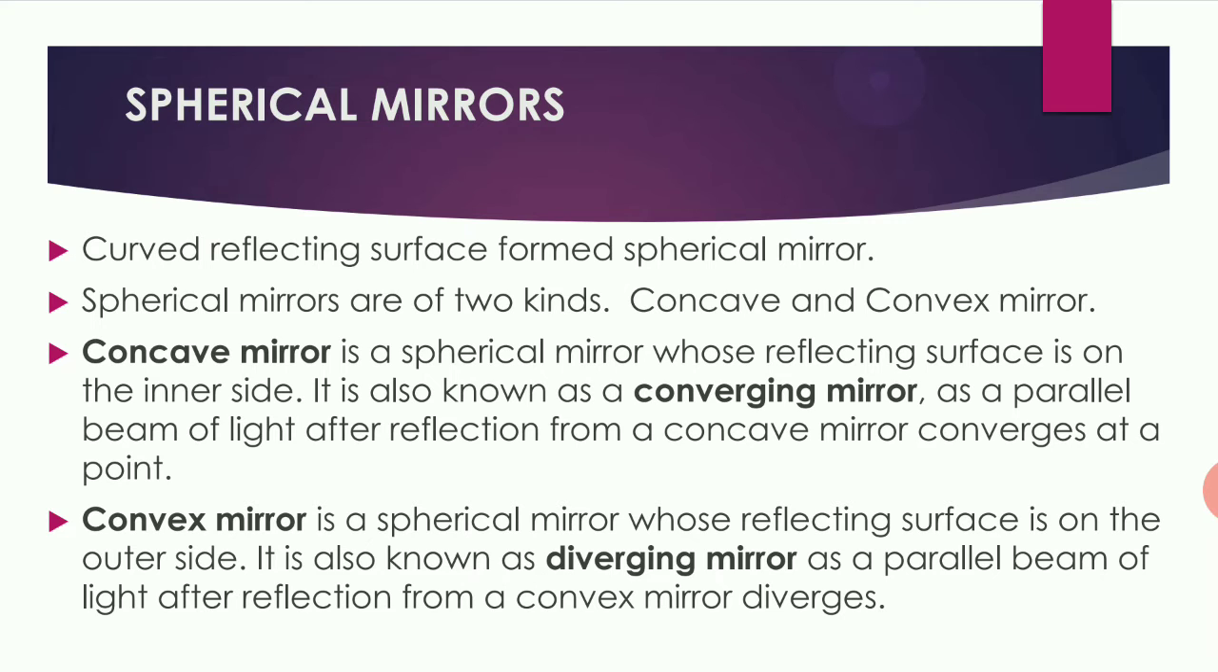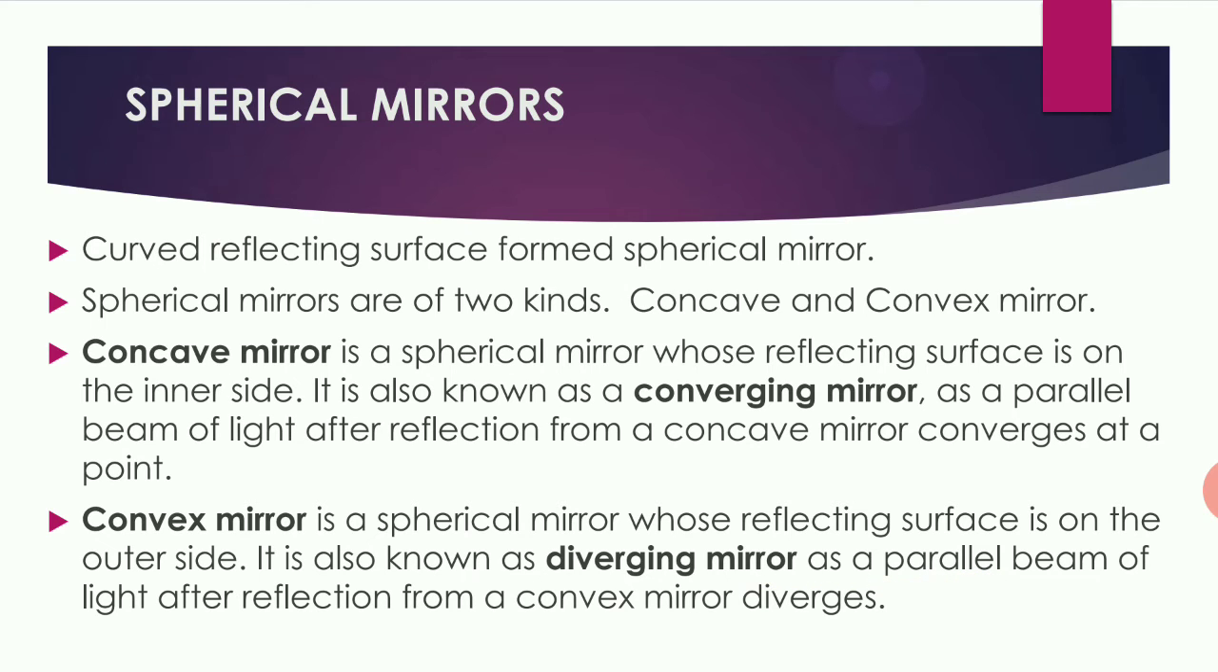Similarly, a convex mirror is a spherical mirror whose reflecting surface is on the outer side. If the reflecting surface is on the inner side, it is a concave mirror. If the reflecting surface is on the outer side, it is a convex mirror. The other name of the convex mirror is diverging mirror.